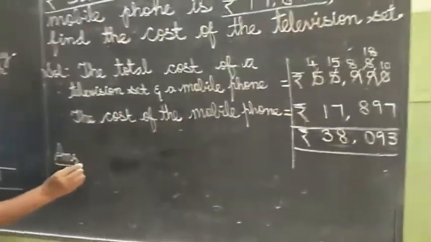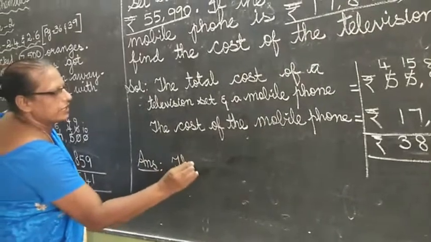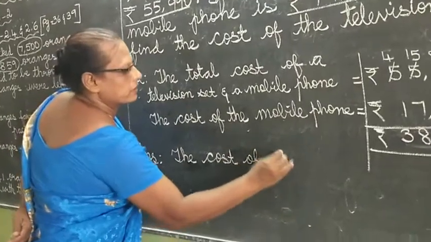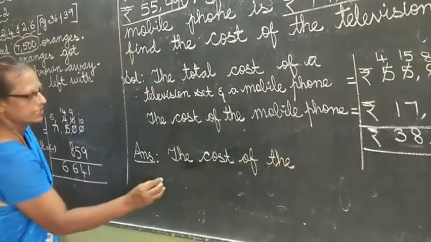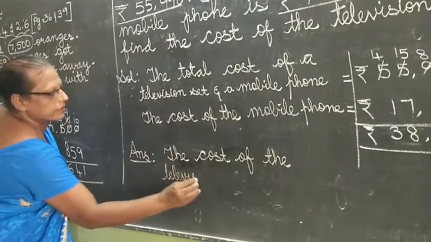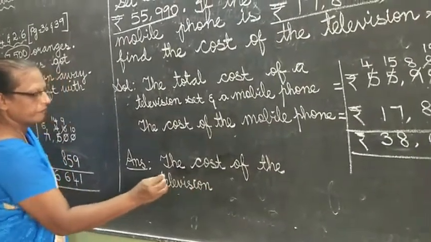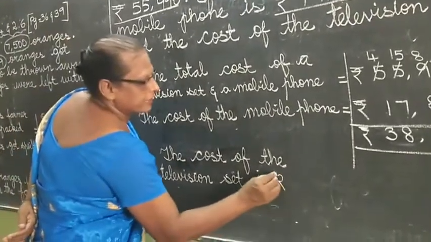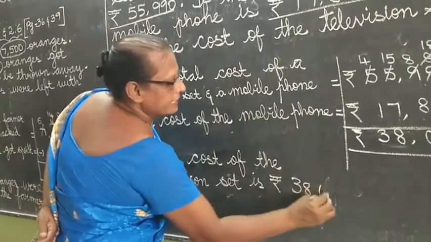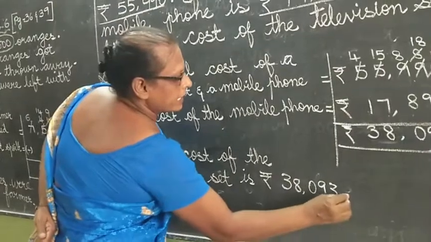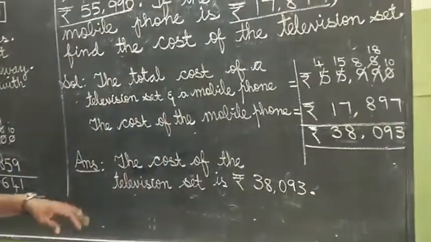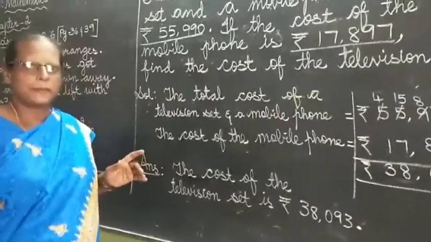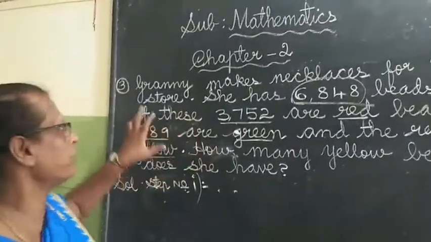Therefore, the cost of the television set is rupees 38,093. Understood, children? Okay, I think you all have understood this sum. We will move on to the third sum. This is a little different, so listen carefully, children.